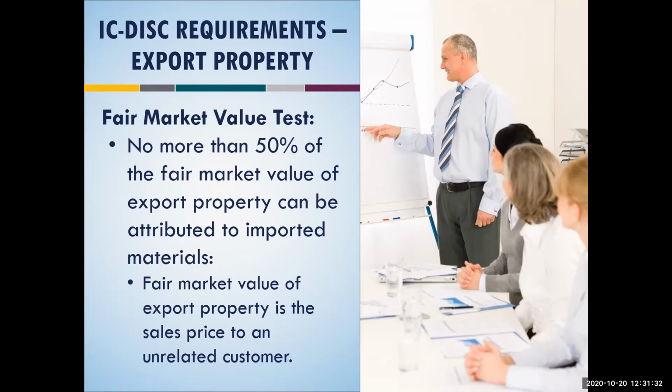Let's say instead we only resell that shirt for $8. So now we have $5 imported materials divided by $8 of the fair market value of the export property. Well, 5 divided by 8 is greater than 50%. So in that example, we would not meet the fair market value test.